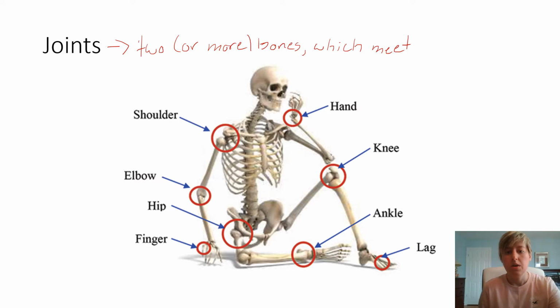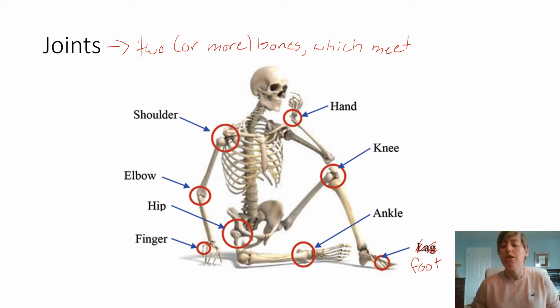meet. So if we're looking at this diagram that we have right here of the skeleton, we actually have a lot of different joints that are indicated. So we have our shoulder, elbow, hip, fingers, ankle, our leg, so our foot, our knee, and our hand.